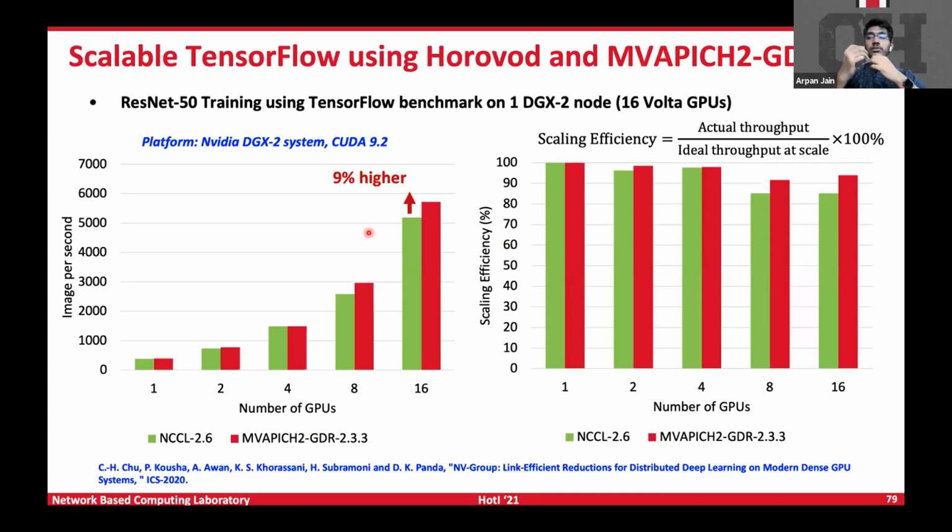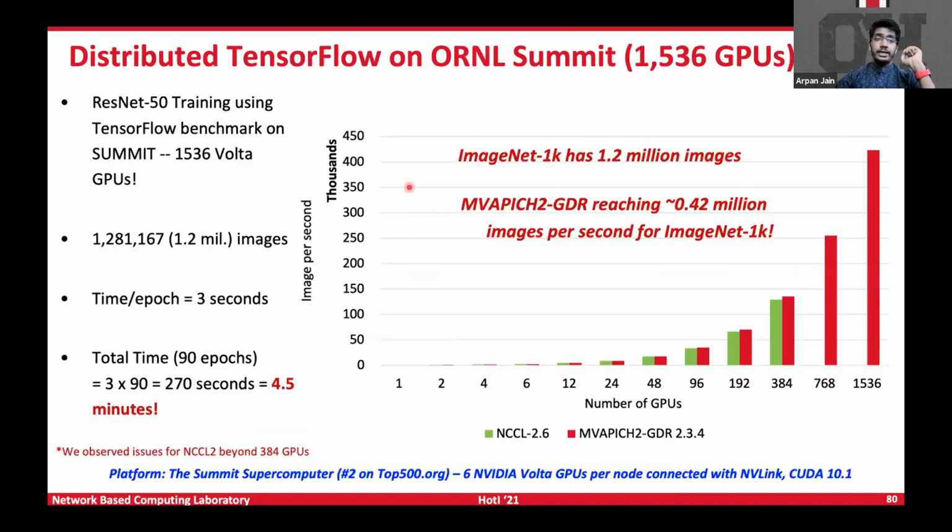So what kind of performance can you expect from this? You can see that when compared to NCCL, MVAPICH2-GDR can give you very good performance, like 9% higher, and it also gives you better scaling efficiency. This is the result on the Summit supercomputer with 1536 GPUs. You can see that we can process up to 1.2 million images on the ImageNet 1K dataset. That means you can train a model on the ImageNet 1K dataset in just 4.5 minutes. That's very impressive.